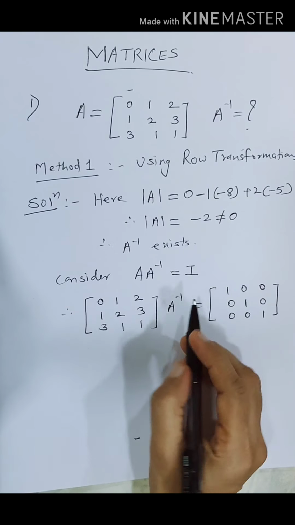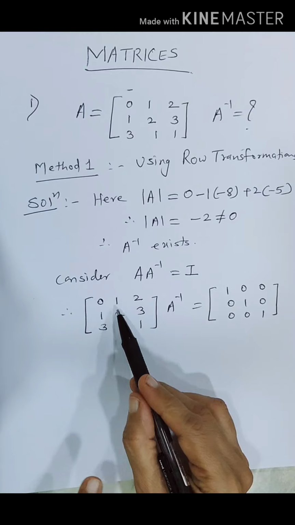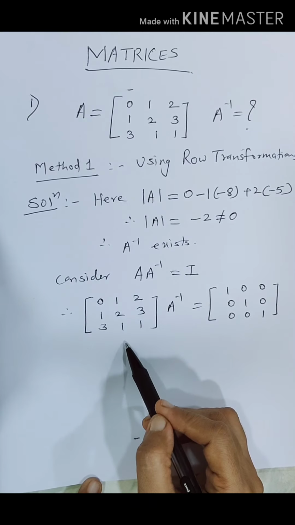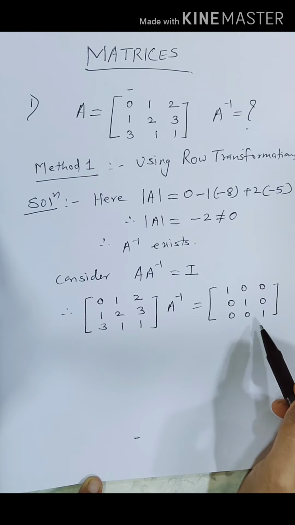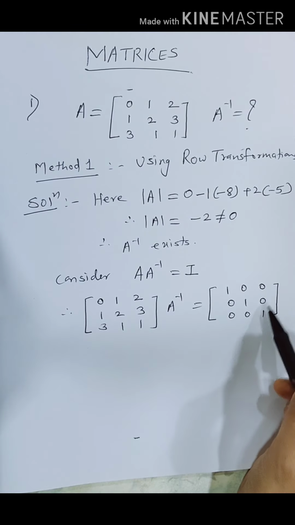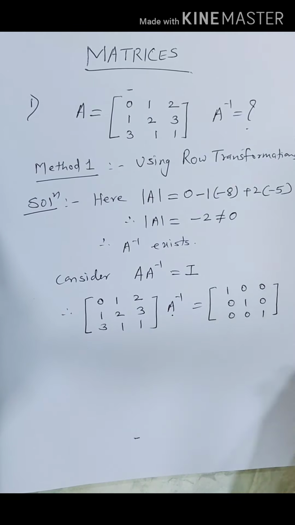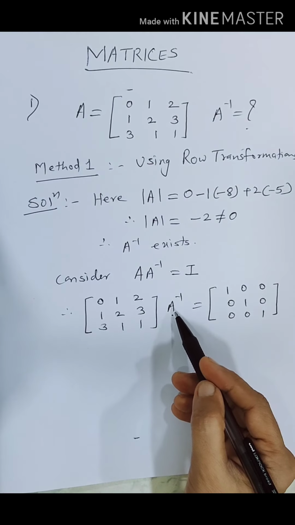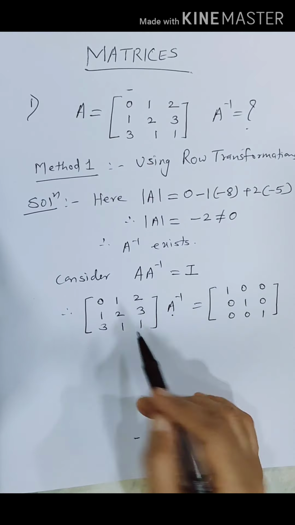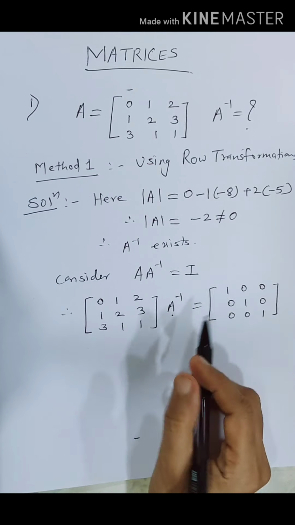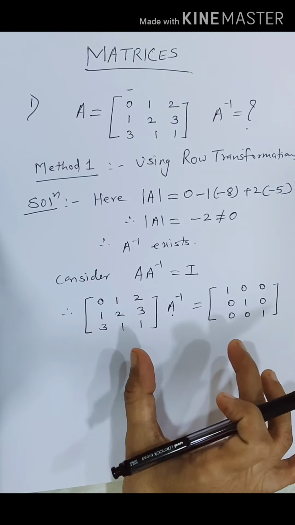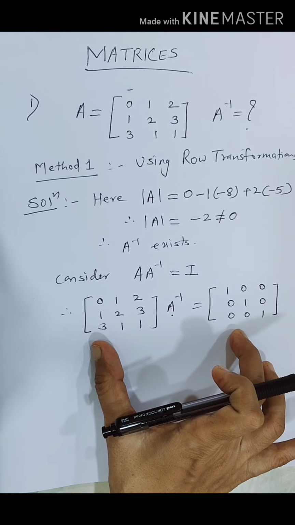Now what is our aim? We want to find A inverse. So we want to convert this matrix to identity matrix. Automatically the right side will convert to some other square matrix which is nothing but A inverse, right? Because I into A inverse is A inverse. So we get matrix A inverse. So we are going to apply a row transformation on both these matrices.